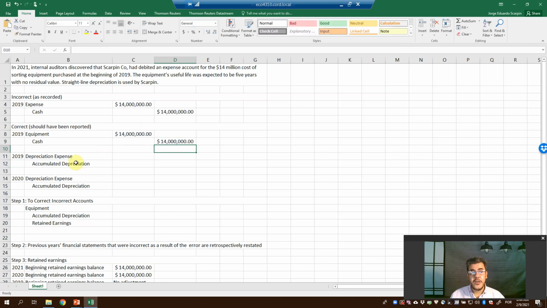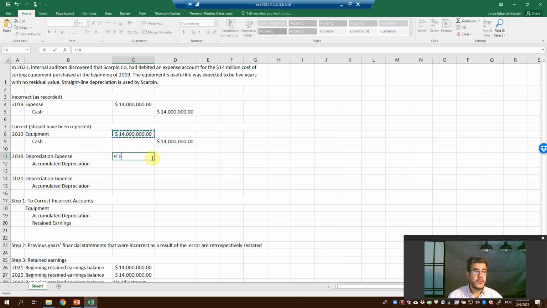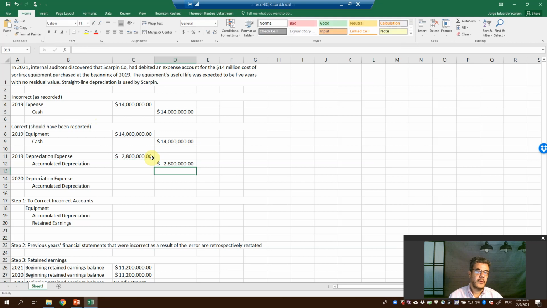And 2 years of depreciation expense because it was purchased at the beginning of 2019. So 2019 and 2020. Remembering, we are in 2021. Depreciation expense, $14 million, no residual value, 5 years straight line method, divided by 5. Then, this is what should have been done.